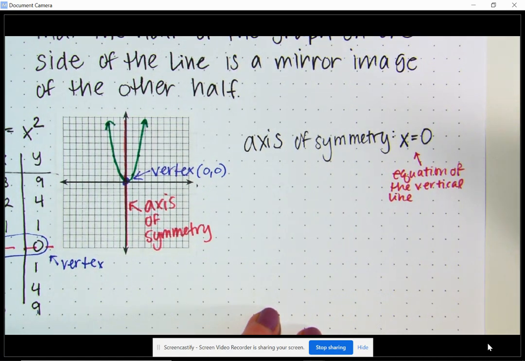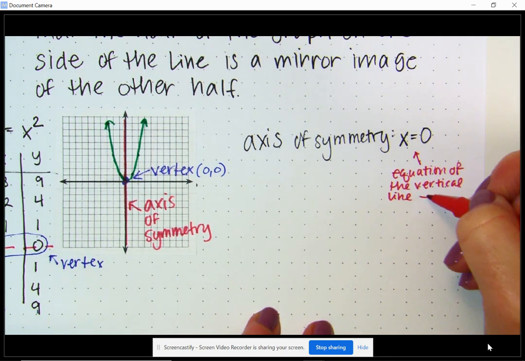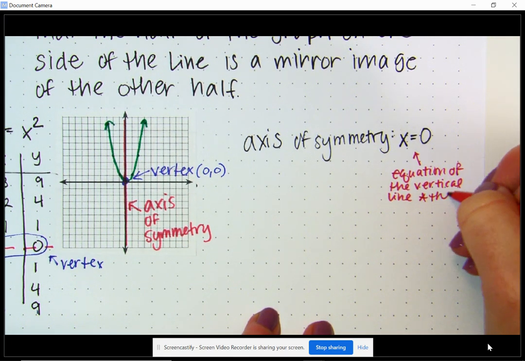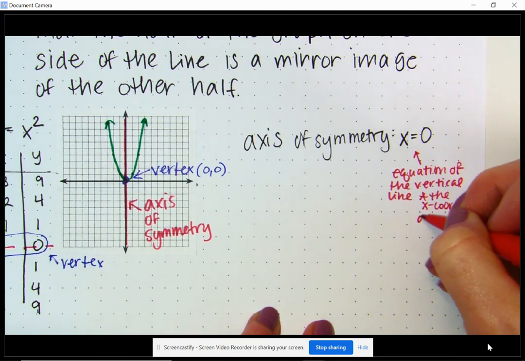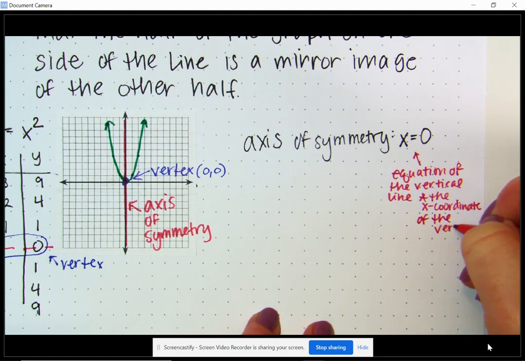So this is the equation of the vertical line, but it's actually the same as the x coordinate of the vertex.